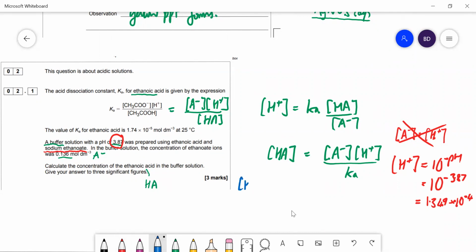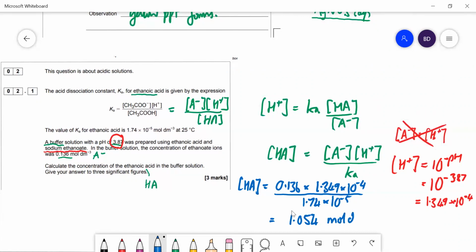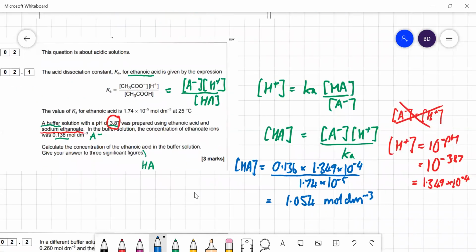Let's put the numbers into that. The HA concentration is going to be equal to A-, we've got 0.136, multiplied by 1.349 times 10 to the minus 4, that's our H plus concentration, divided by Ka, 1.74 times 10 to the minus 5. Do that, and you get a value of 1.054 moles per decimeter cubed. So to 3 significant figures, let's call that 1.054.